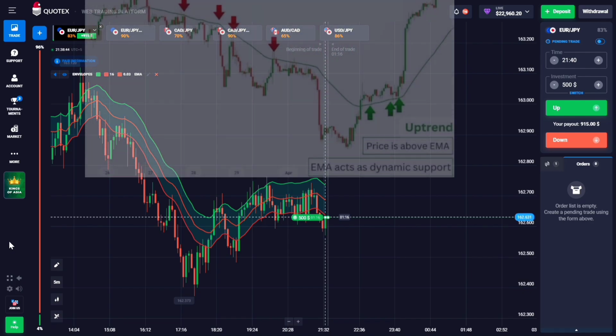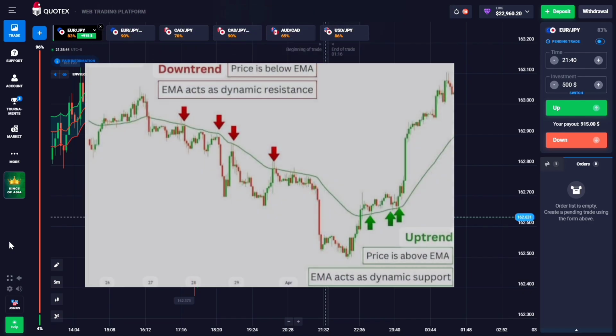EMA, Exponential Moving Average: a moving average that gives more weight to recent price data, making it more responsive to current price trends. Envelopes: lines drawn at a fixed percentage distance above and below the EMA, creating a dynamic range.